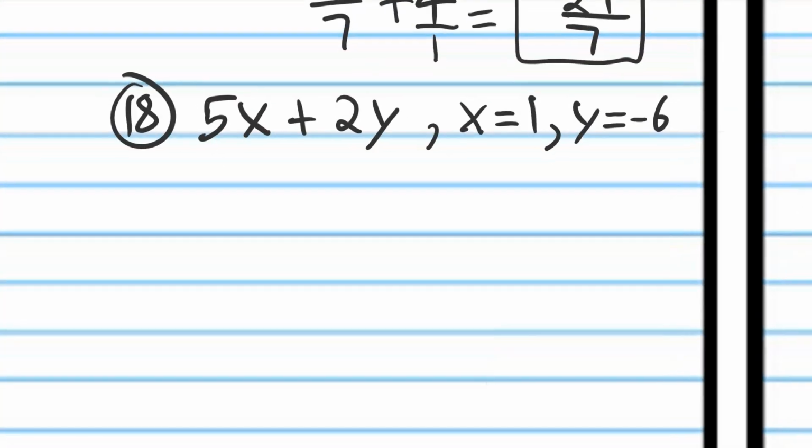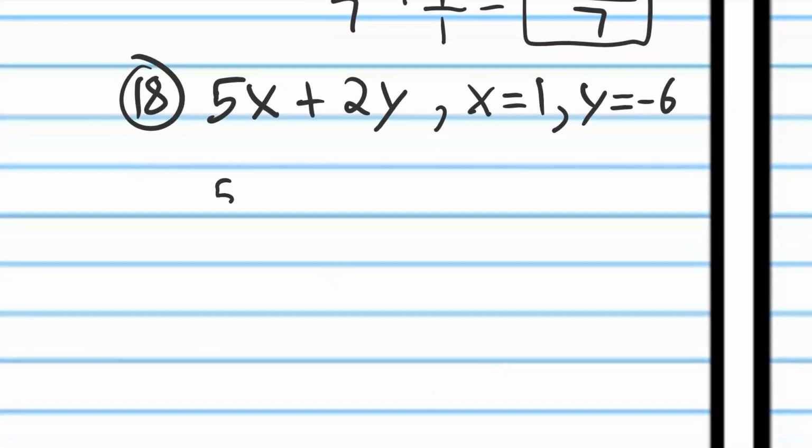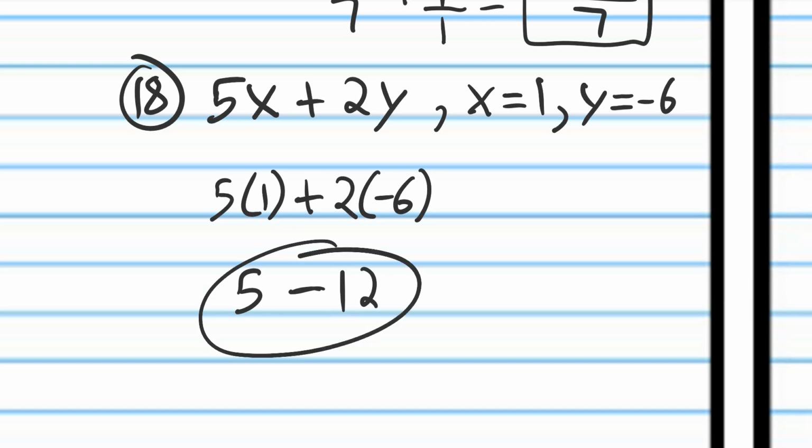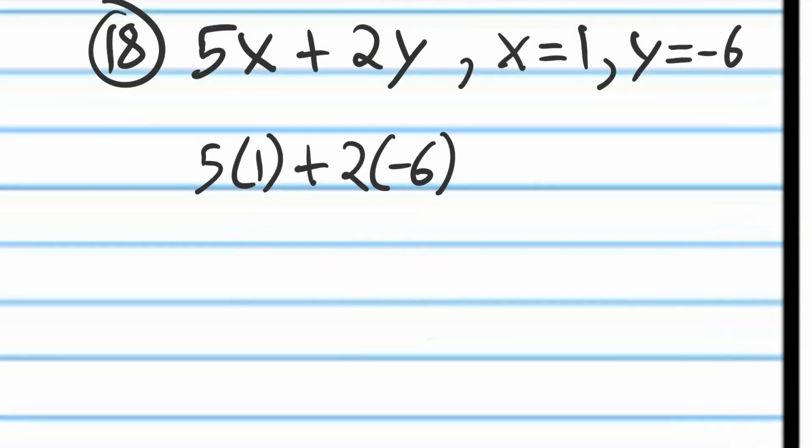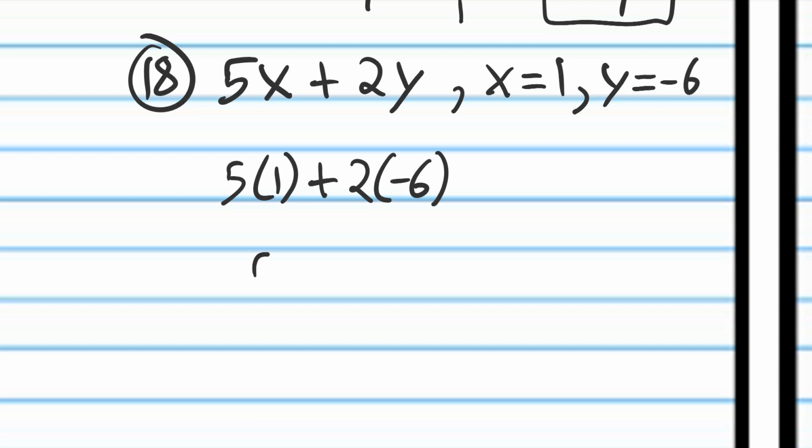All right, so number 18, again, we have more than one variable, so we're going to plug in 1 for x, and then -6 for y. 5 times 1 is 5, and 2 times -6 is -12, and I'm using the condensed notation here. Again, if you want to do the non-condensed notation, then it would be plus -12, which is much easier to understand, but mathematicians just don't typically use that because it requires more work to write it. So 5 minus 12 is -7.